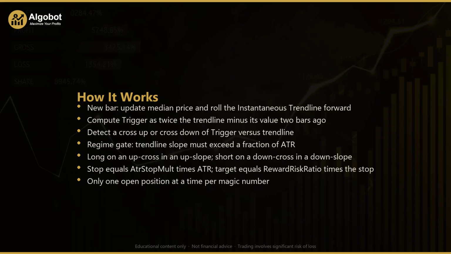Risk is handled symmetrically. When a trade opens, the stop loss is placed a distance of ATR stop multiple times the ATR away from entry, with a default multiplier of 2. The take profit is set as a reward-to-risk multiple of that stop distance, governed by RewardRiskRatio, which defaults to 1.5. So if the stop sits 2 ATR away, the target sits 3 ATR away in the favorable direction. The EA also allows only one open position at a time per magic number, so it never stacks trades on top of each other. Position size is fixed by the lots parameter. Every one of these numbers can be adjusted and tested, and remember, this is educational information, not a recommendation.